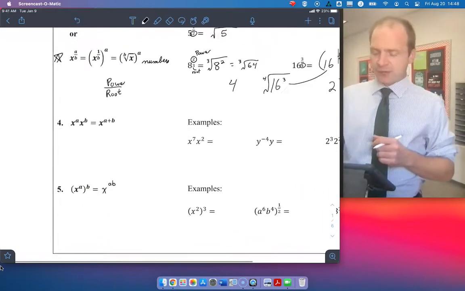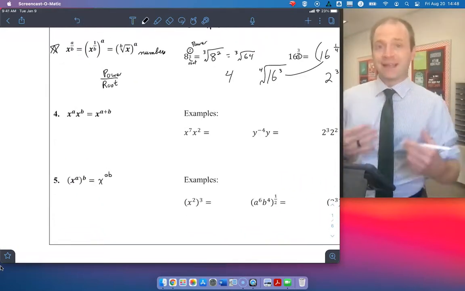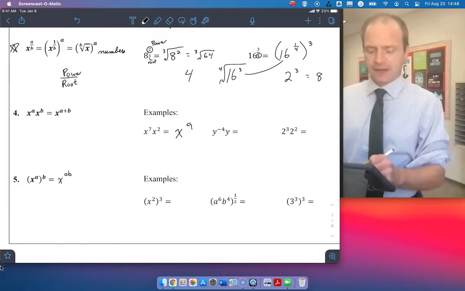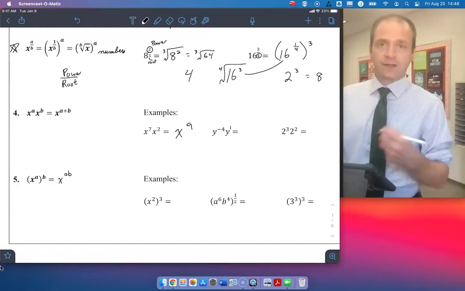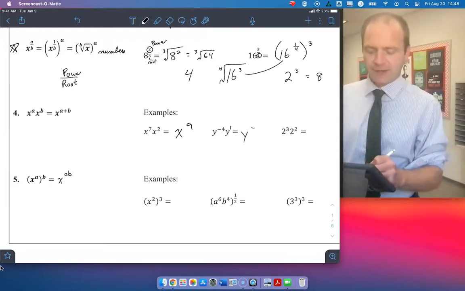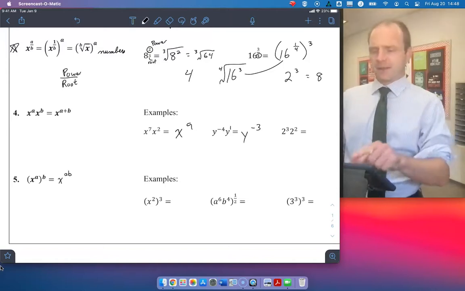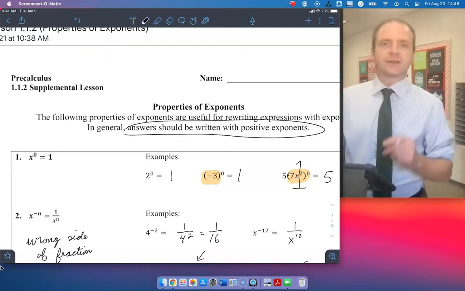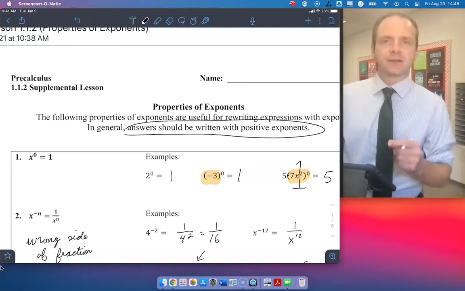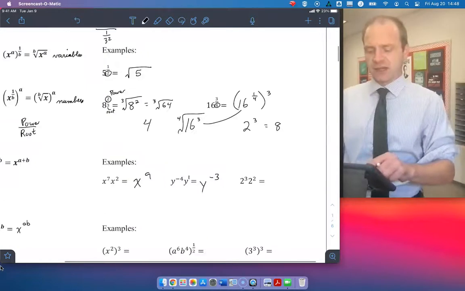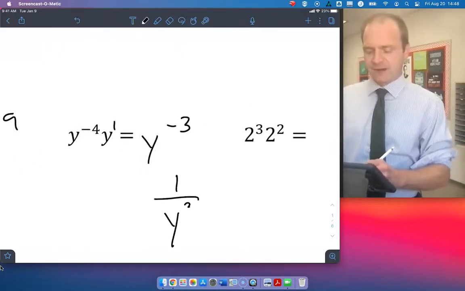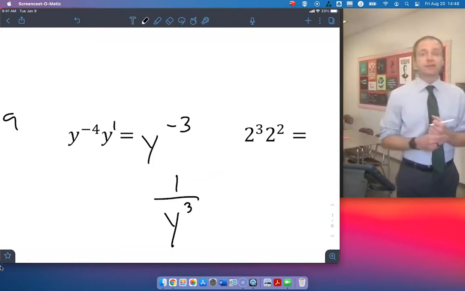Then you have the product rule, which says if you're multiplying like bases, you add your exponents. So 7 plus 2 is 9. Negative 4, remember if you don't see it, it's a 1. Negative 4 plus 1 is negative 3. But wait a minute. What does that mean? Well, it means answers should be written with positive exponents. You should never have a negative exponent in your answer. So I have to change this. A negative exponent means it's on the wrong side of the fraction. So I'm going to change it to 1 over y cubed.